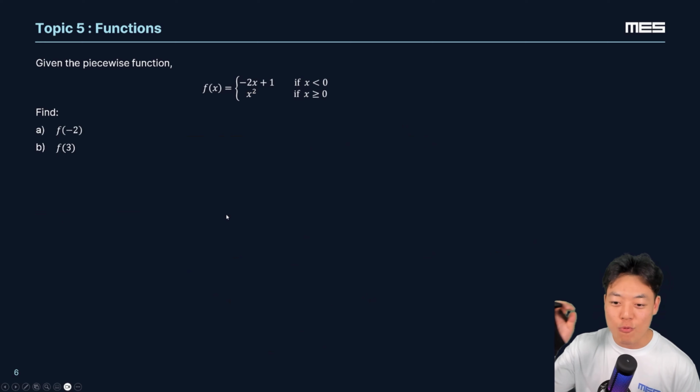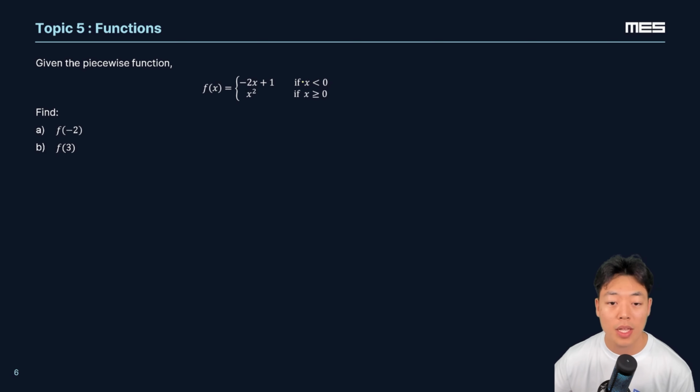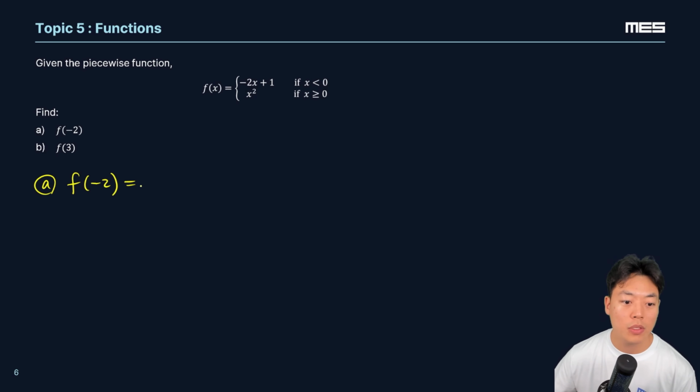Last topic that you must know in Algebra 1 are piecewise functions and just functions in general dealing with domains. Now, f of x is equal to negative 2x plus 1 if x is less than 0, and f of x is equal to x squared, a quadratic equation, if x is greater than or equal to 0. So for letter A, I want to find f of negative 2. So where does negative 2 go?